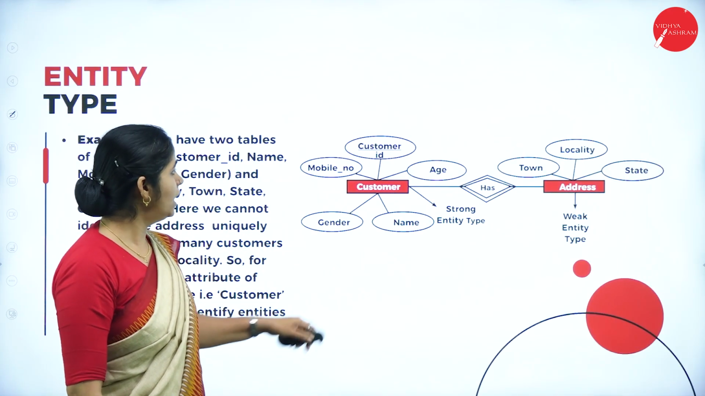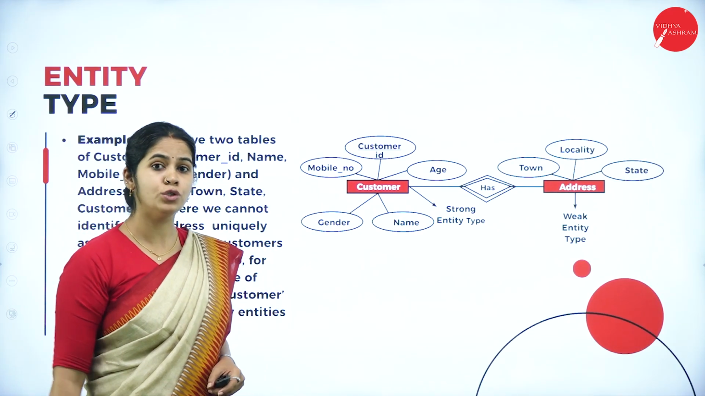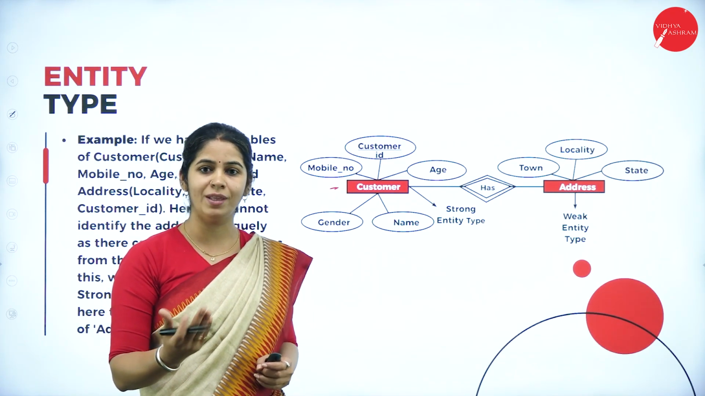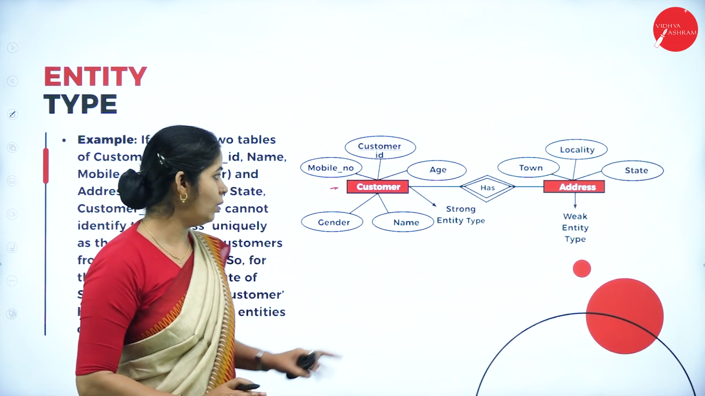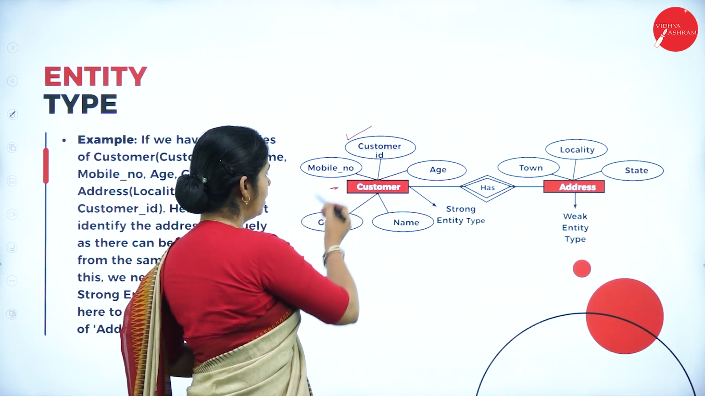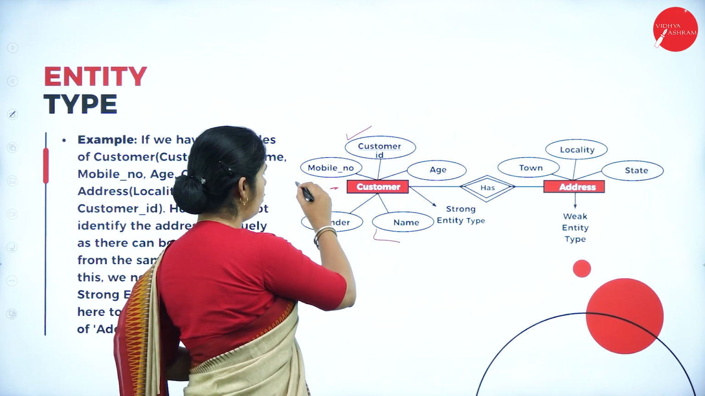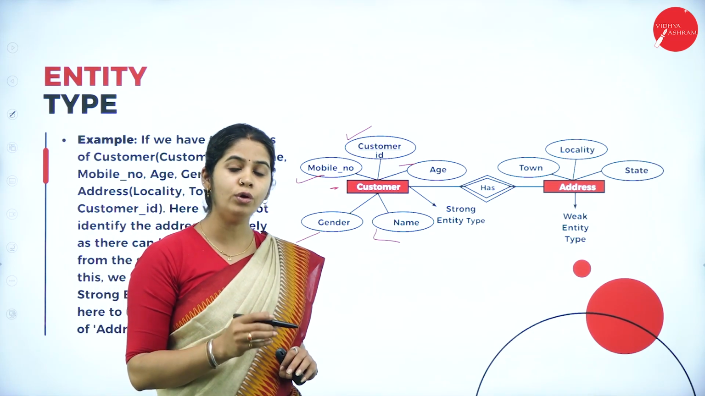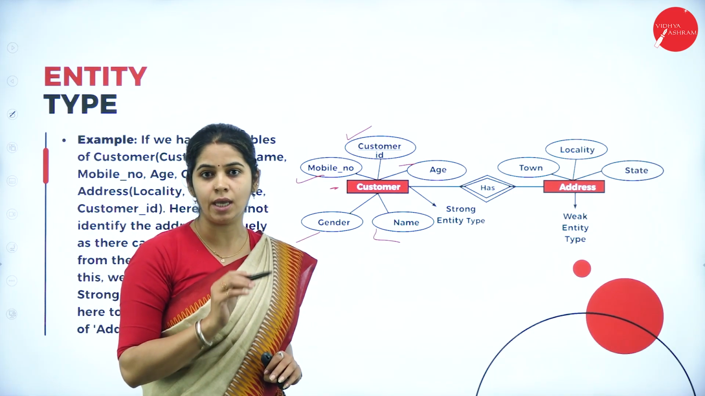Okay, next, an example of both weak and strong entity: customer. Any customer who goes to any shop, they'll take the customer details. What all are they taking as customer detail? Customer ID, customer name, customer mobile number, gender, and then the age. These are all attributes of the customer entity type.